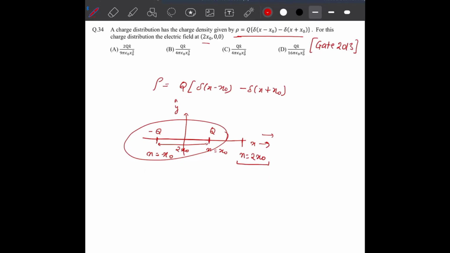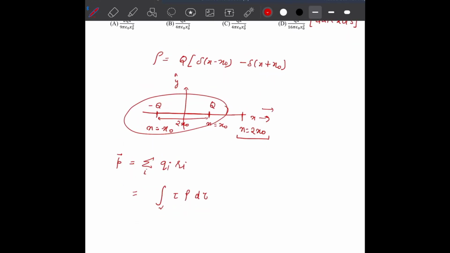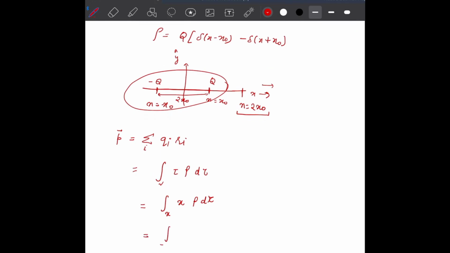So we will calculate the electric dipole moment due to this combination, and it is given by P vector equals summation over i of Qi Ri in case of discrete charge distribution. However, for the case of continuous charge distribution, we can also write it as the volume integral over tau of r rho d tau. Since we have only one direction here, it is the line integral along the x direction of x rho dx. So here we have minus infinity to infinity of x, where rho is Q delta(x minus x naught) minus delta(x plus x naught), dx.